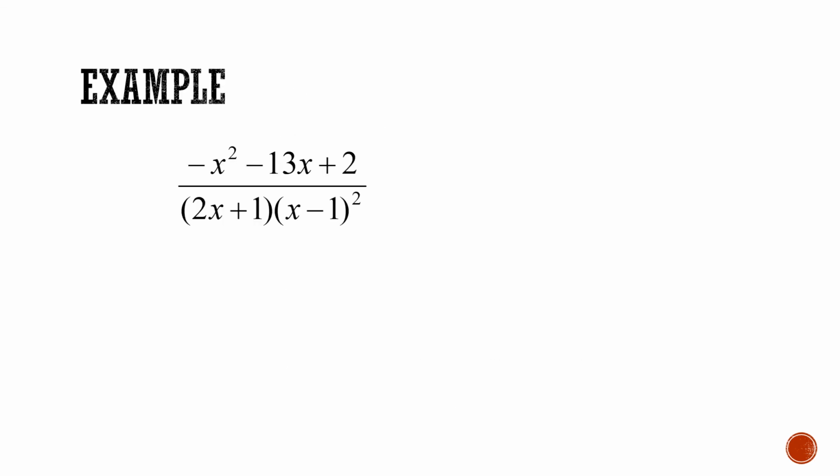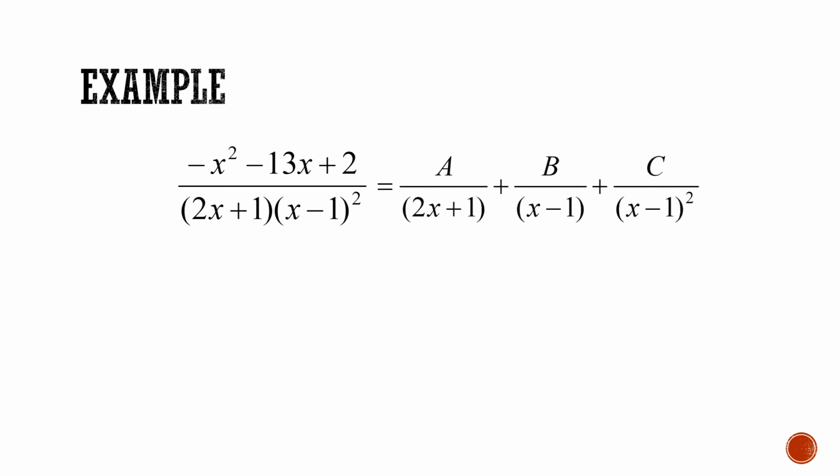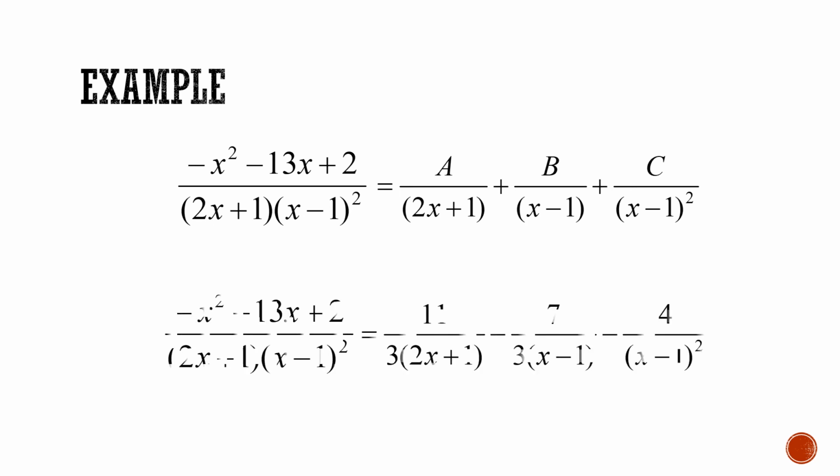Okay, so you should try this example. Put the video on pause, see if you can break it up and eventually find the values. So here we go. This is what you should have gotten. Breaking it up, A over (2x plus 1) plus B over (x minus 1) plus C over (x minus 1) all squared. And once again, if you want, pause the video again, work it out, multiply everything through by the LCD, and the answers you should have obtained were this.